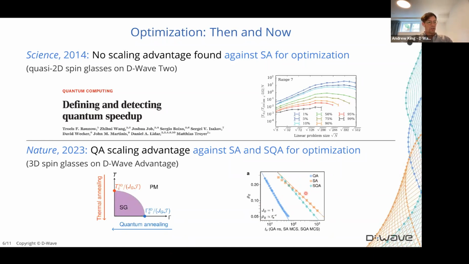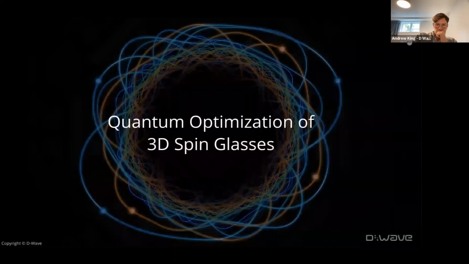So I'll get into a bit more detail, but not much. And this is the programmable analog of the Brooke et al. experiment in the magnetism lab from the 90s. So this quantum optimization of 3D spin glasses was a collaboration with Anders Sandvik at Boston University.